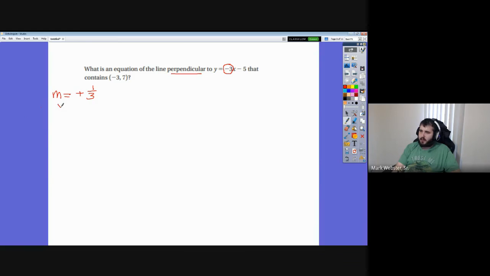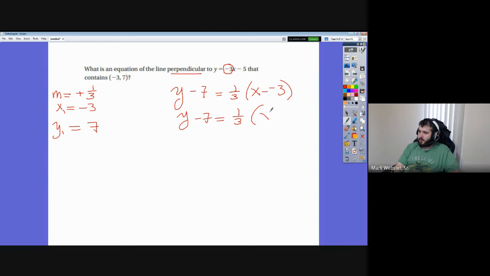Then do your x and your y. x1 and y1. What are they? x1 is -3. y1 is 7. Then just put it right where it goes. Y minus y1 equals m times x minus x1. Two negatives make a positive. And then there you go.